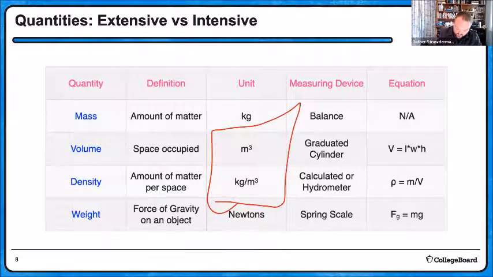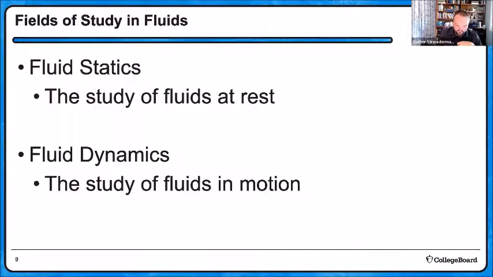Another thing I'd point out to you over here is we're going to use lowercase rho for the symbol for density. I know a lot of chemistry folks may just do a capital D for density. So like I said, two different major fields of study in fluids: fluid statics, that's density, pressure, and buoyancy. And then fluid dynamics, that's conservation laws. That's if I have water flowing through a pipe and the pipe narrows, or if I have water flowing through a pipe and the pipe goes up and down.